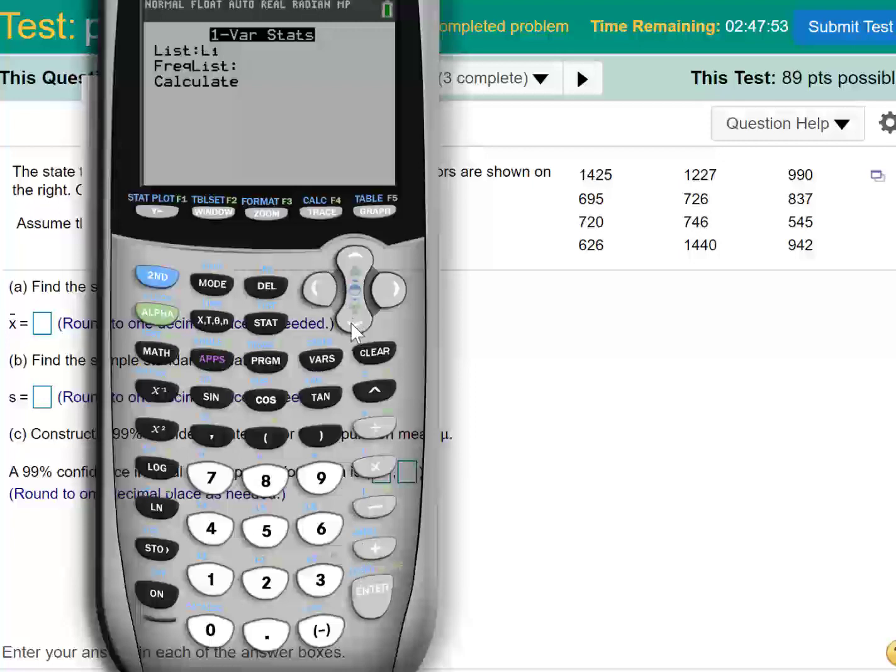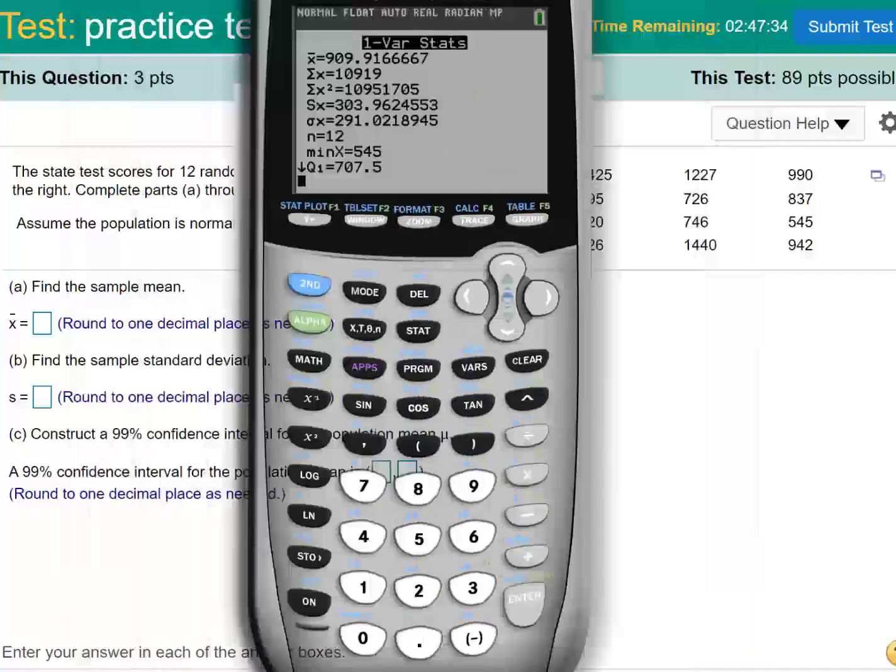L1 frequency list should be empty, and hit calculate. And the first one is X bar, which is 909.92, and S, which is the sample standard deviation, 303.962. So that is the sample mean and the sample standard deviation.